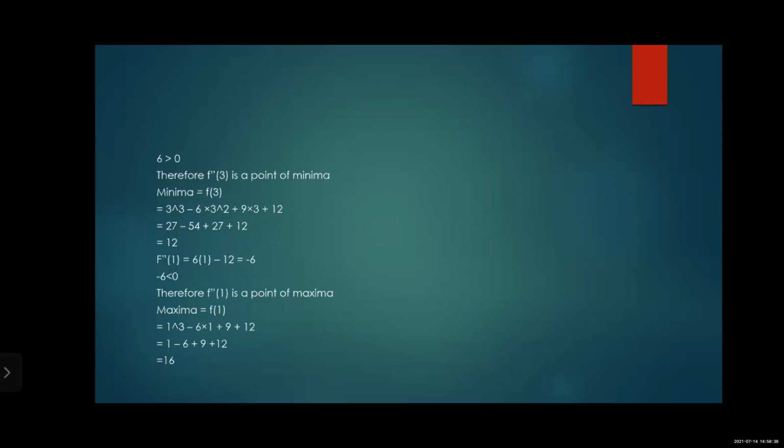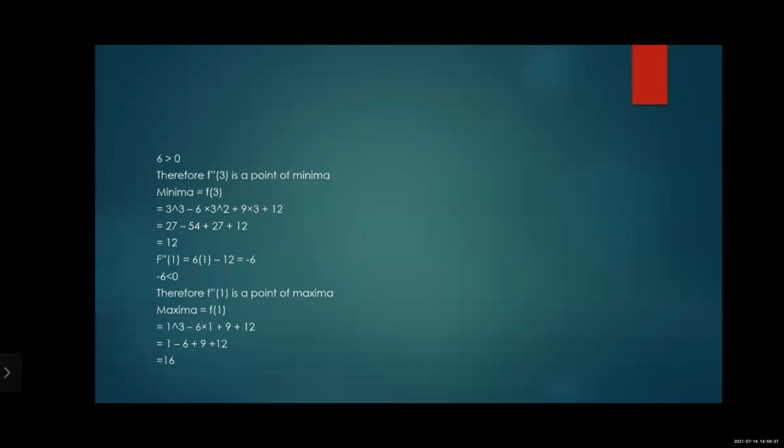So in order to find the minima, we should substitute 3 in f of x. When we substitute 3 in f of x, we get 3 cubed minus 6 into 3 squared plus 9 into 3 plus 12. That is equal to 27 minus 54 plus 27 plus 12, which is 12. So 12 is the point of local minima.